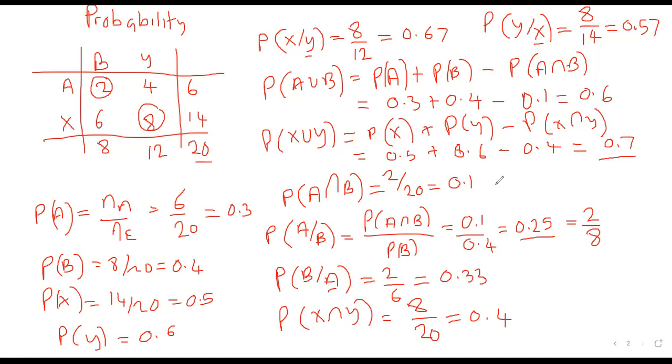Probability of X is 0.5. Probability of Y is 0.6. Then to find X union Y, it is probability of X plus probability of Y minus the intersection. So 0.5 plus 0.6 minus 0.4, which is 0.7.